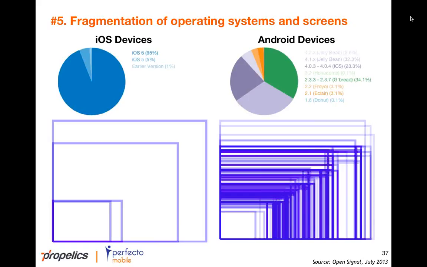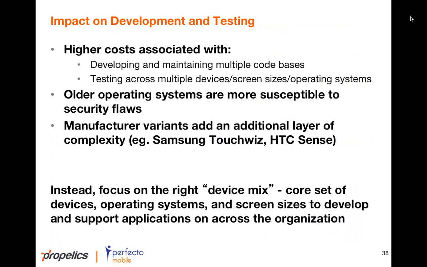So the point that I'm trying to make is, with all this variability, there's a significant cost associated with it. The more devices, the more operating systems, the more screens an organization decides to support, the higher the cost of development and testing those mobile apps, not to mention the additional complexity of manufacturer variants. So instead of looking to support a sea of devices, we recommend organizations first understand the mobile footprint of the audience. This would include understanding what types of devices they're using. Are they on the latest version of the operating system? What screen sizes are typical amongst these users? And then focus on composing the right device mix for developing and testing the mobile app.